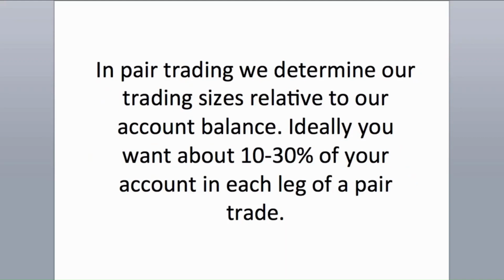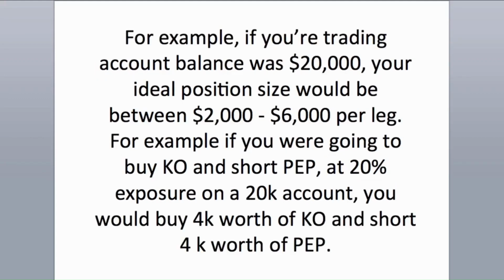In pair trading, we determine our trading sizes relative to our account balance. Ideally, you want about 10 to 30% of your account in each leg of a pair trade. For example, if your trading account balance was $20,000, your ideal position size would be between $2,000 to $6,000 per leg. For example, if you were going to buy Coke and short Pepsi at 20% exposure on a $20,000 account, you would buy $4,000 worth of Coke and short $4,000 of Pepsi.